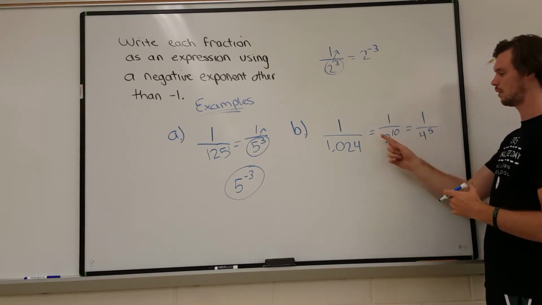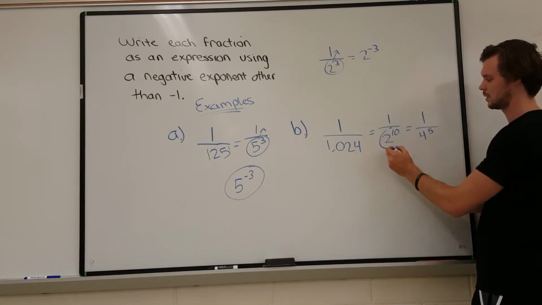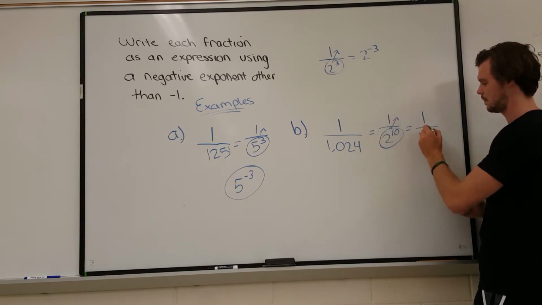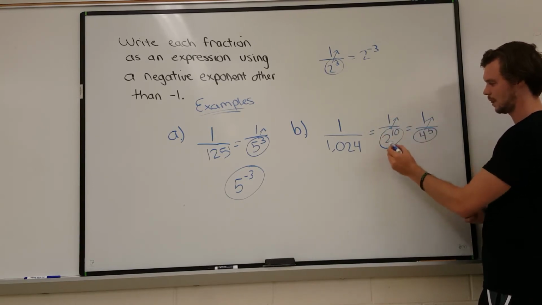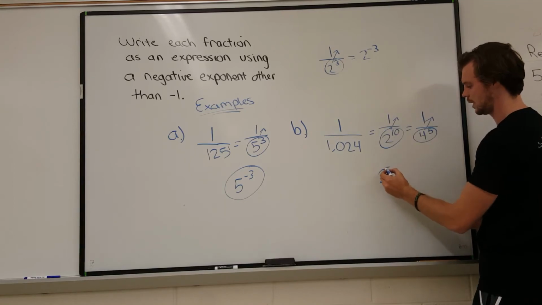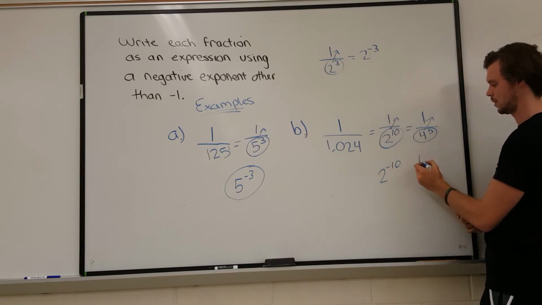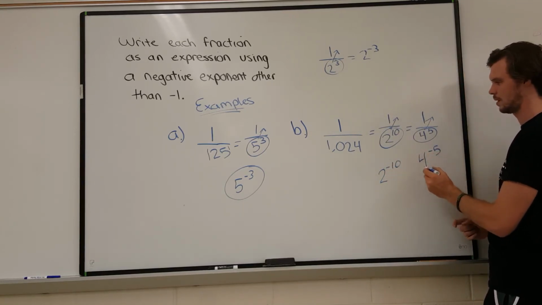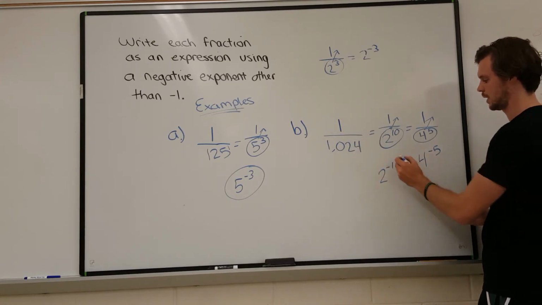So I can actually have 2 different answers for this problem because I'm still going to use cross the line, change the sign. This one will become 2 to the -10th, and this one will become 4 to the -5th. So for this question, you have 2 possible answers.